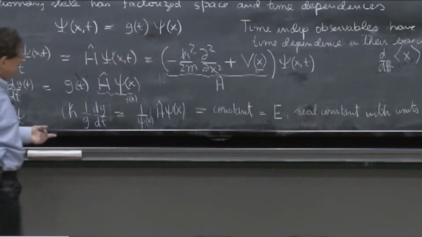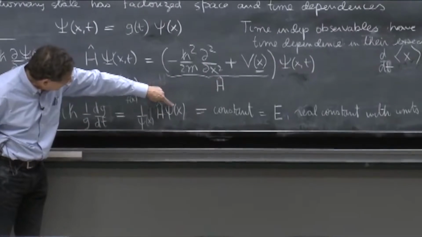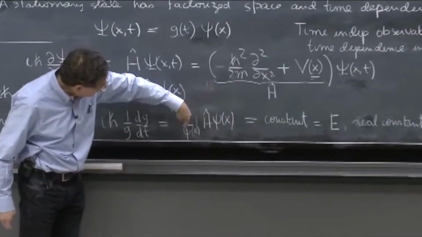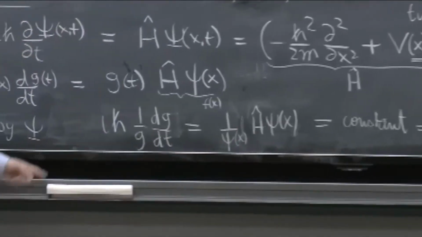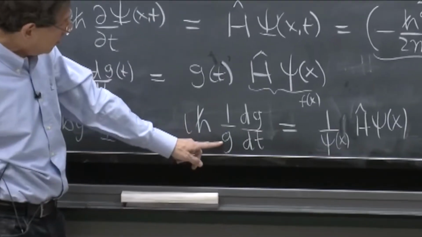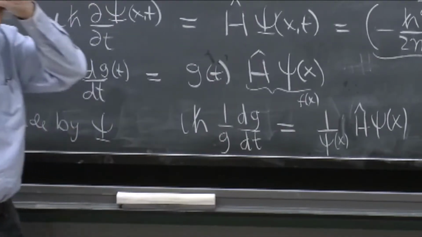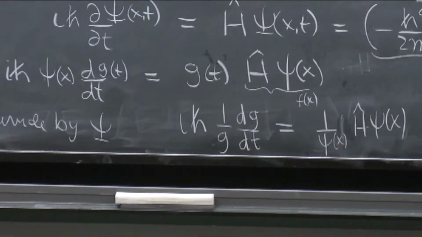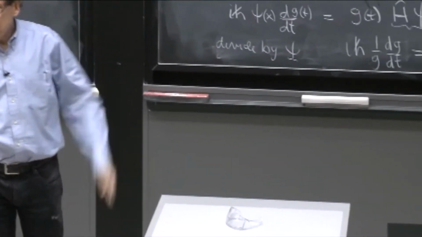You can see the units because the Hamiltonian has units of energy, and whatever units psi has, they cancel. Here, whatever units g has, they cancel, and h bar over time is units of energy, like in energy is equal to h bar omega. So it has units of energy.